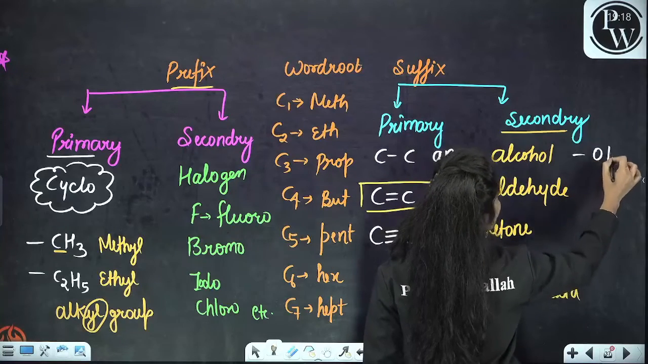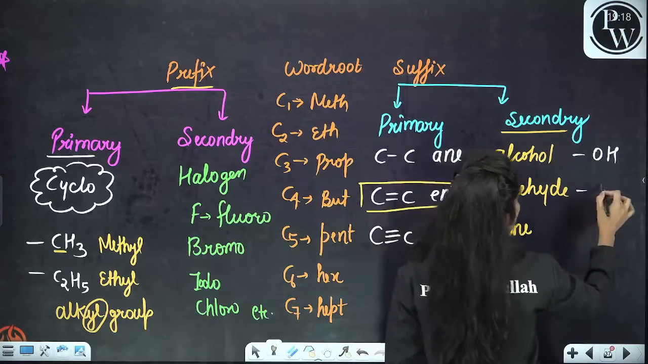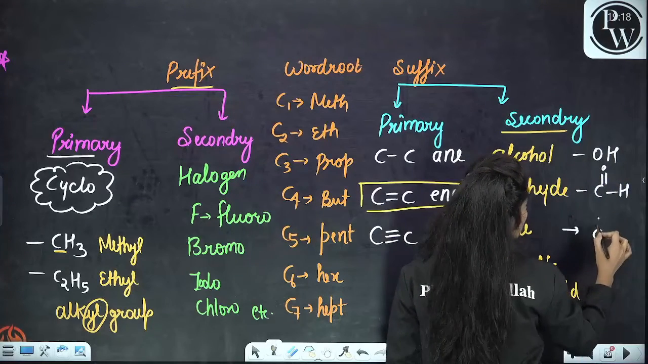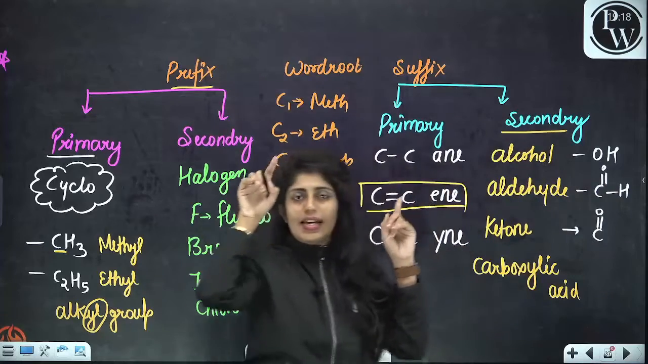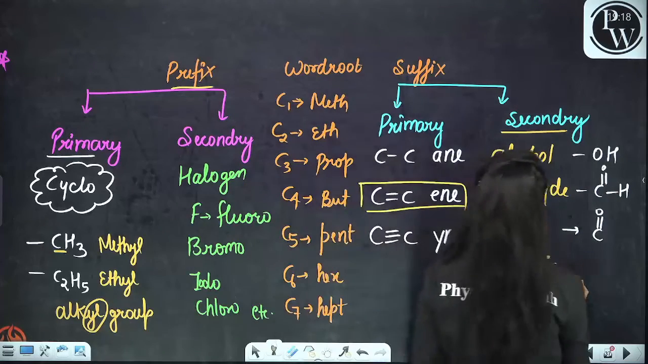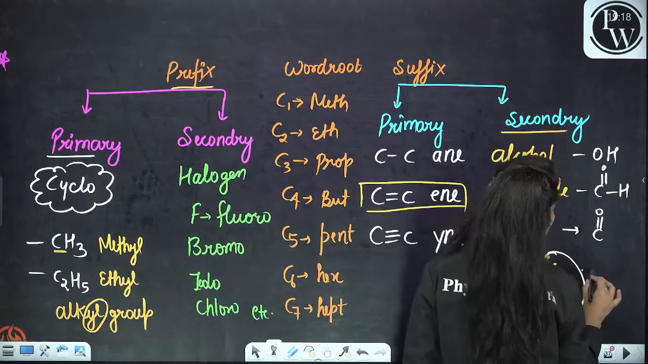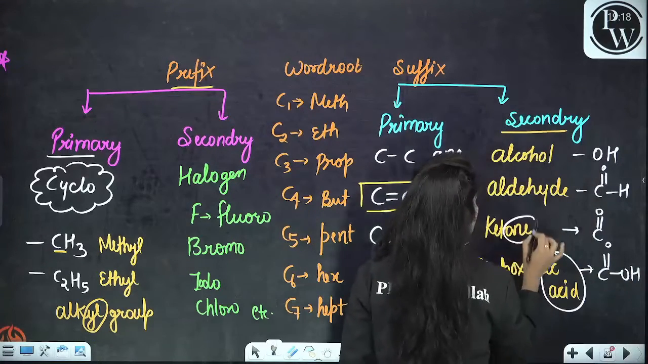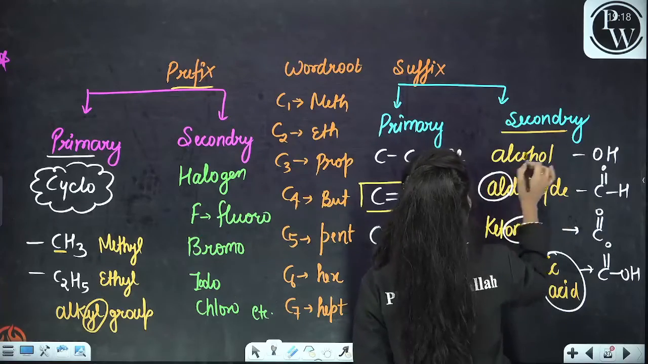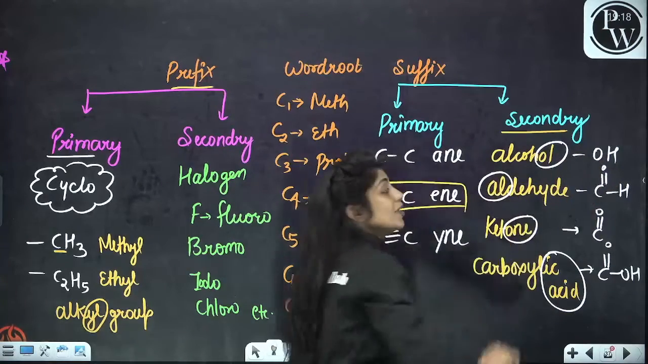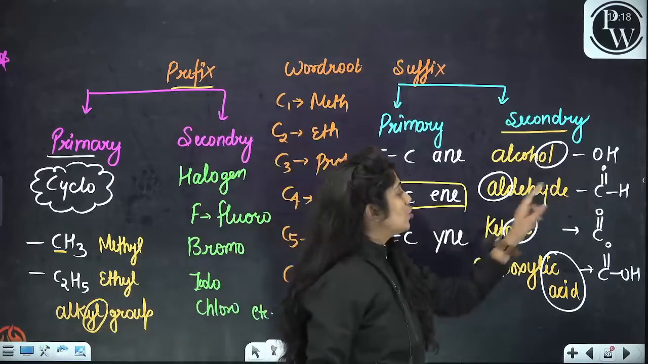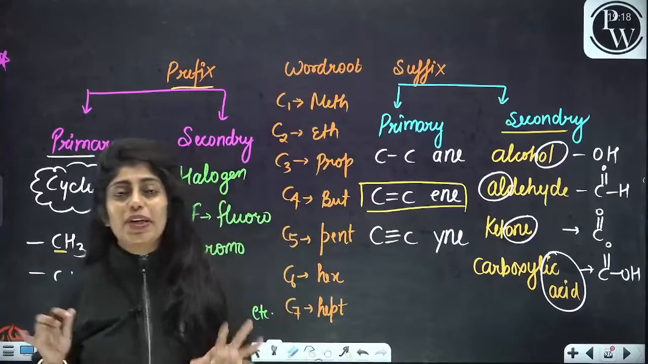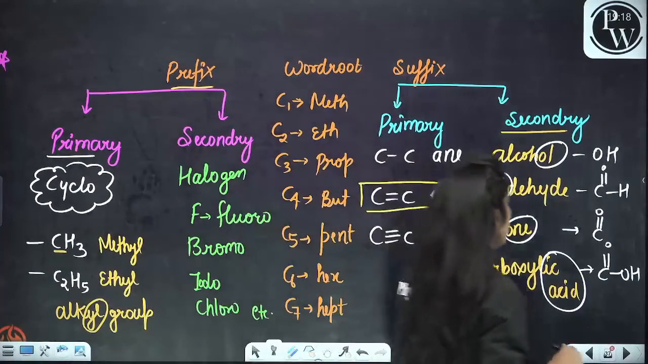The indication is the presence of OH, CHO, and C double bond O, where both sides will be R groups. Oic acid you will use for COOH. What are you going to mention there? For OH it will be ol. For CHO it will be al. For the C=O ketone that will be one, and for carboxylic acid it will be oic acid.